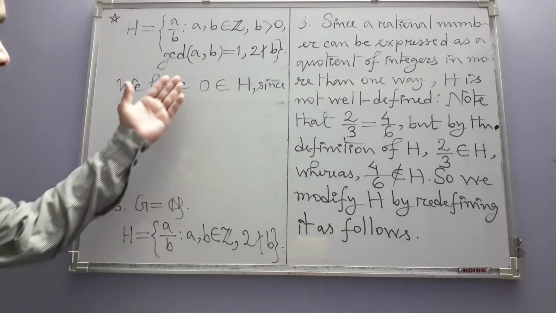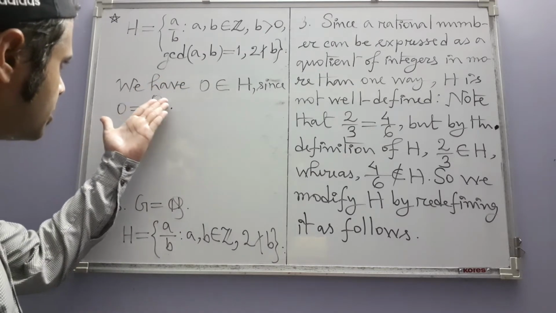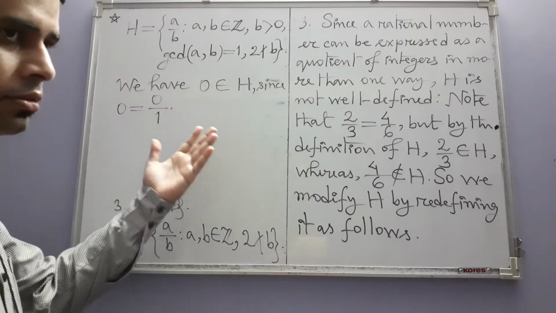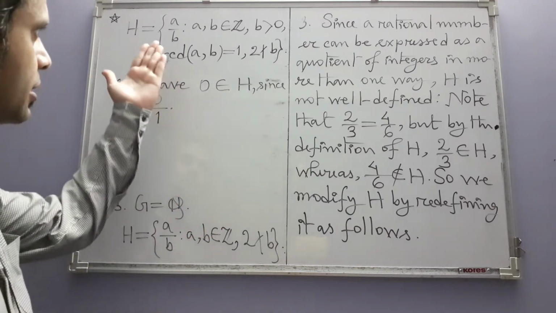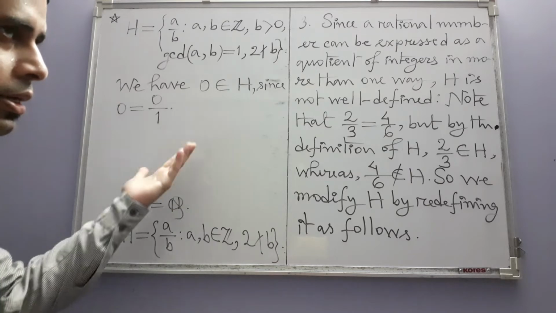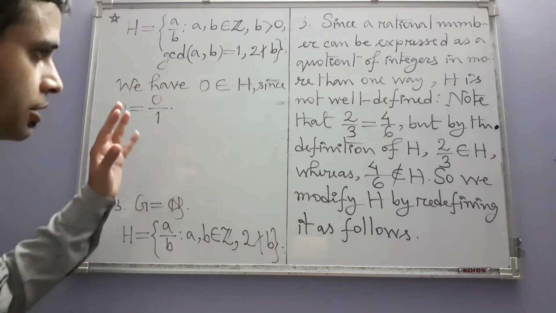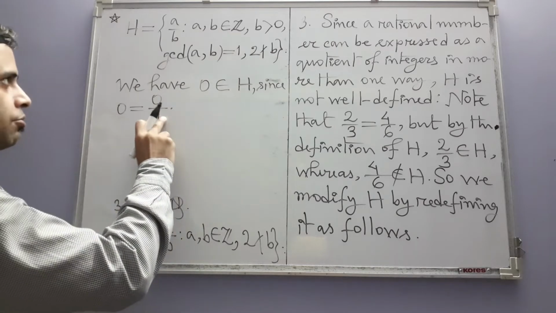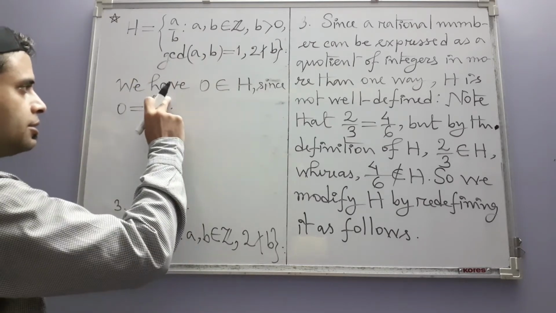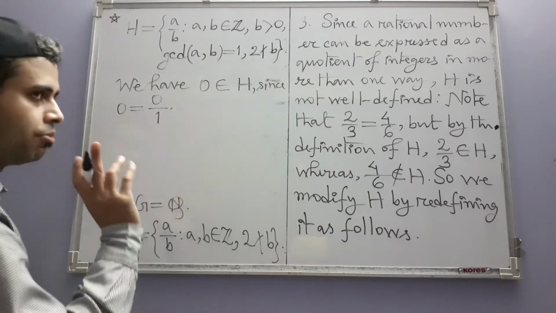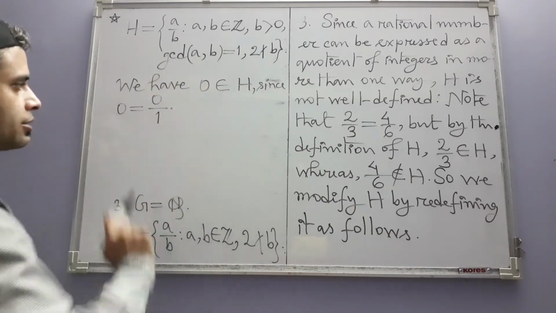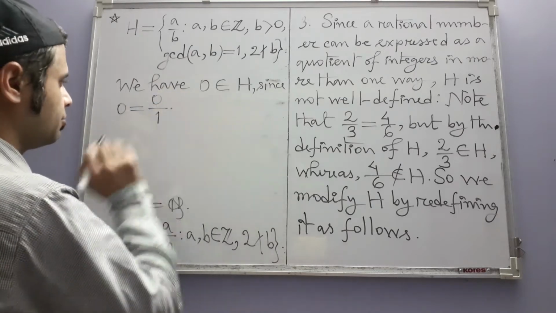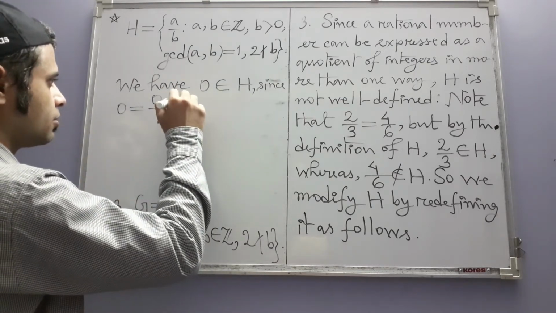You have to see that in fact this is the only way of expressing 0 as a quotient a divided by b satisfying all these conditions. Let us see whether the conditions are actually satisfied. 0 and 1 are of course integers, 1 is a positive integer, and GCD of 0 and 1 is 1. Also 2 does not divide 1, so yes, that is why 0 belongs to H.